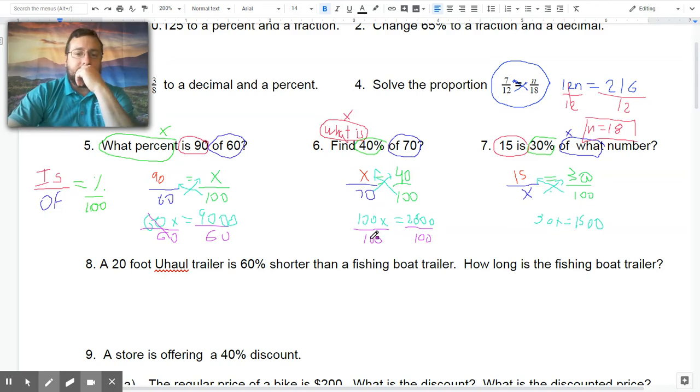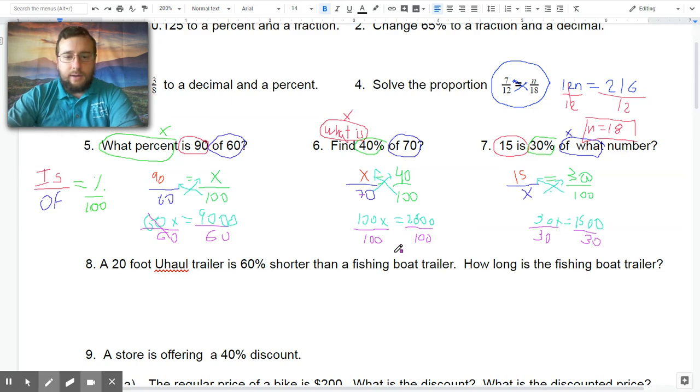A lot of times you end up dividing by 100 because a lot of problems you're going to be looking for the part or the is. And so that's why it feels like you divide by 100 more often than not when you're trying to do these problems. But it's not always the case. So divided by what's next to the letter. And in this case, we're dividing both sides by 30 on the last one. And then they will cancel out on the left side. And then your answer would just be whatever the calculator says it is here. In this case, it's 9,000 divided by 60 is 150.